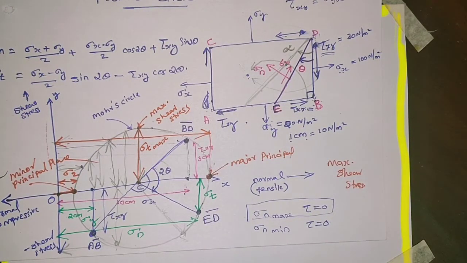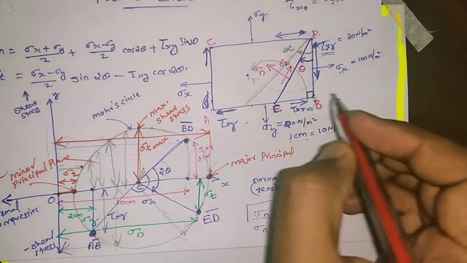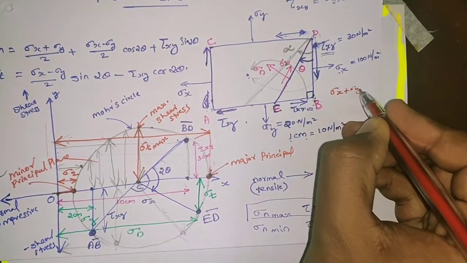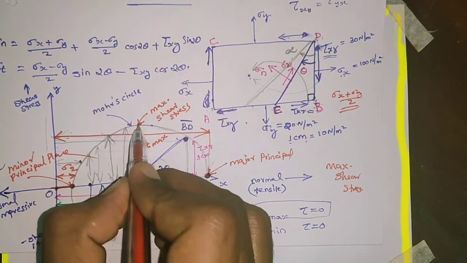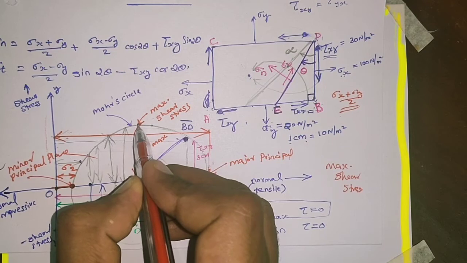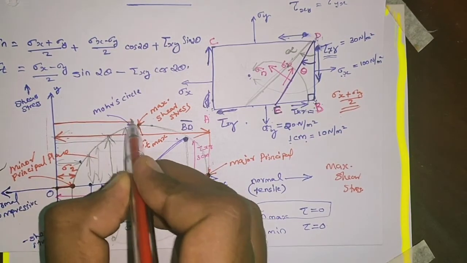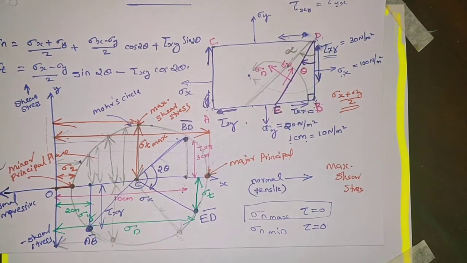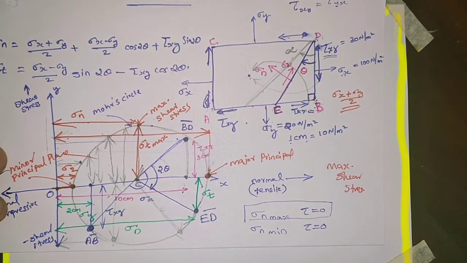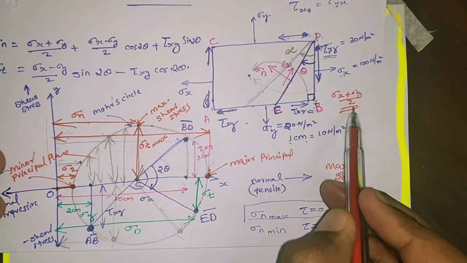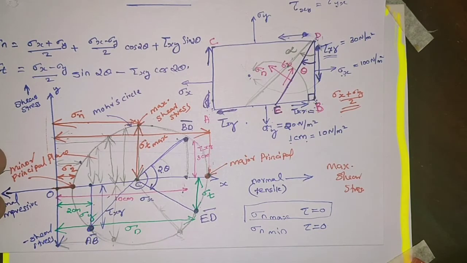Then one more question. What is the normal stress on a plane of maximum shear stress? We already developed an equation. Sigma x plus sigma y by 2 is the normal stress on a plane of maximum shear stress. So this is the plane of maximum shear stress. Just to calculate this distance, this distance is the normal stress on a plane of maximum shear stress, and this will be sigma x plus sigma y by 2. We can calculate that.